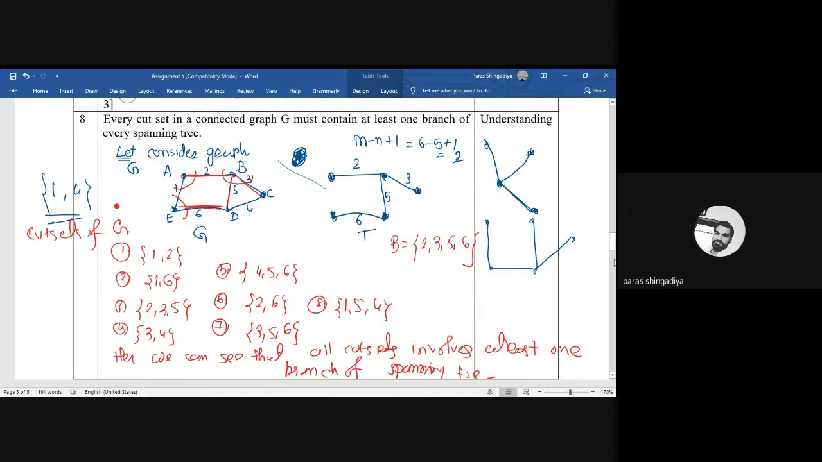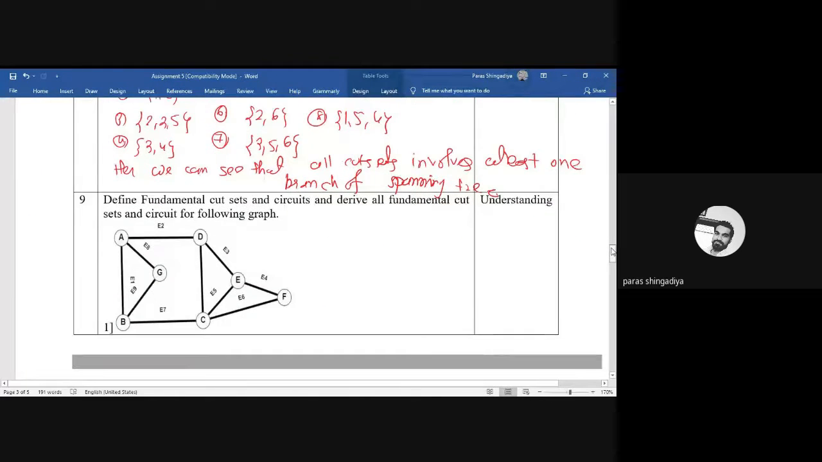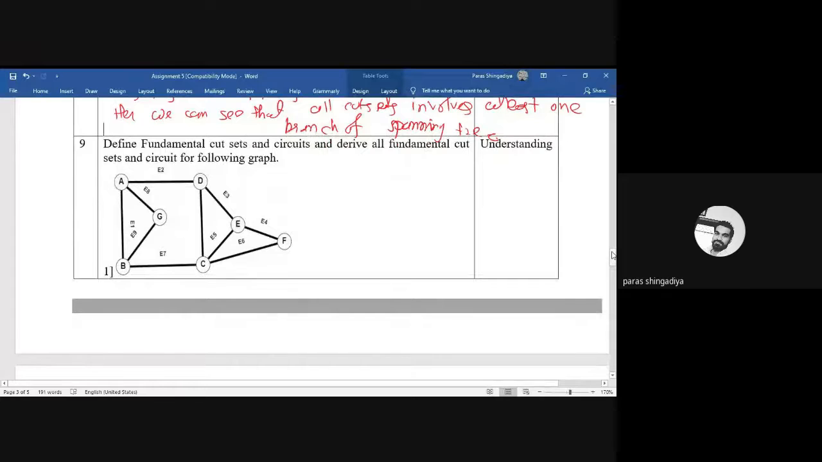Okay. So now let us apply this concept to the given graph. And then after, we'll check the circuit. Okay, how can we find the circuit? Let us first decide the cut set. So ये ग्राफ है आपके पास. इसकी आपको पहले स्पैनिंग ट्री बनानी है.